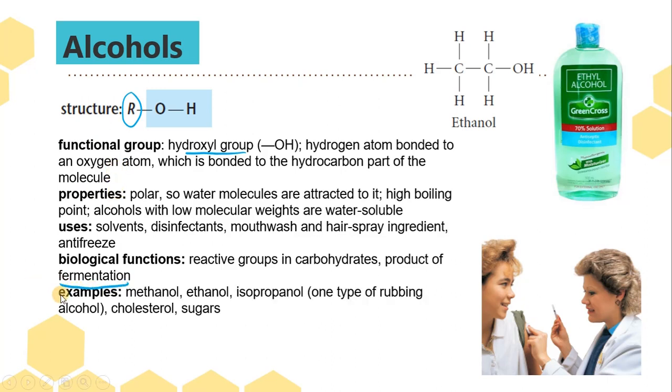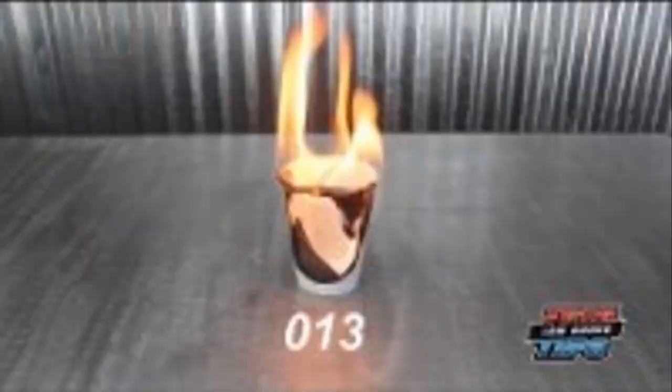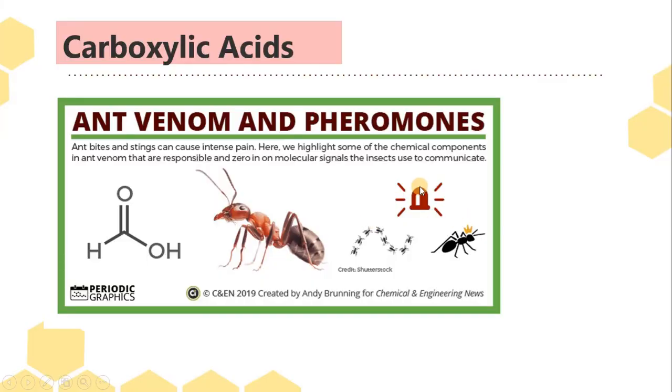Next, examples. We have common examples of alcohols: methanol, ethanol, and isopropanol or isopropyl alcohol, a common type of rubbing alcohol, in your cholesterol and your sugars. You can search more on the properties of antifreeze. I have discussed this in class, and it's also found in your reading material. Okay, how important antifreezes are. This is a video that you can watch. I will provide the PowerPoint to the class so you can have the link.